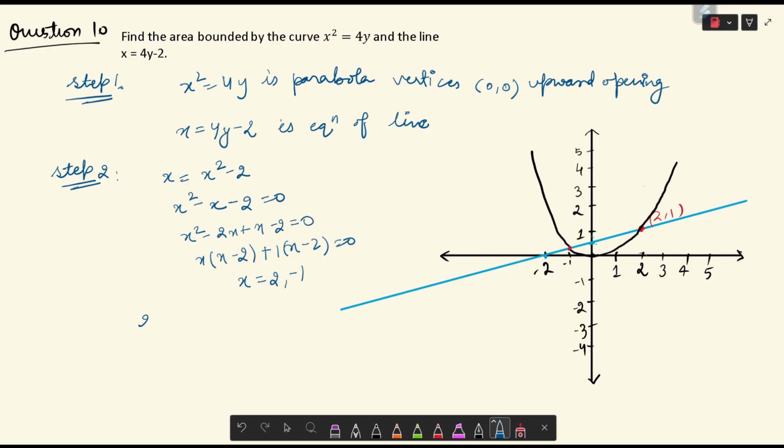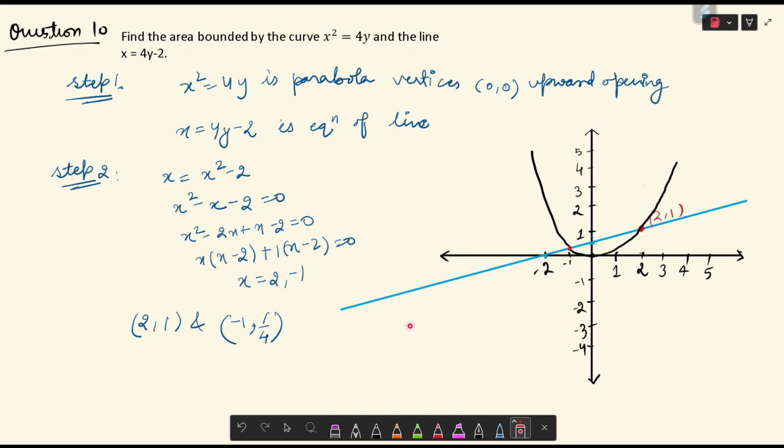So point of intersection will be 2. At value at x is equals to 2, y will be 1. Okay, and at x is equals to minus 1, it will be minus 1 plus 2. It's 1 by 4. So this will be the point of intersection. So I have marked 2, 1, and this is the point 2, 1, and this is the point minus 1, 1 by 4. Okay, these are the point of intersection. Then we have a parabola. So this is our parabola, upward opening parabola with vertex at 0 0.